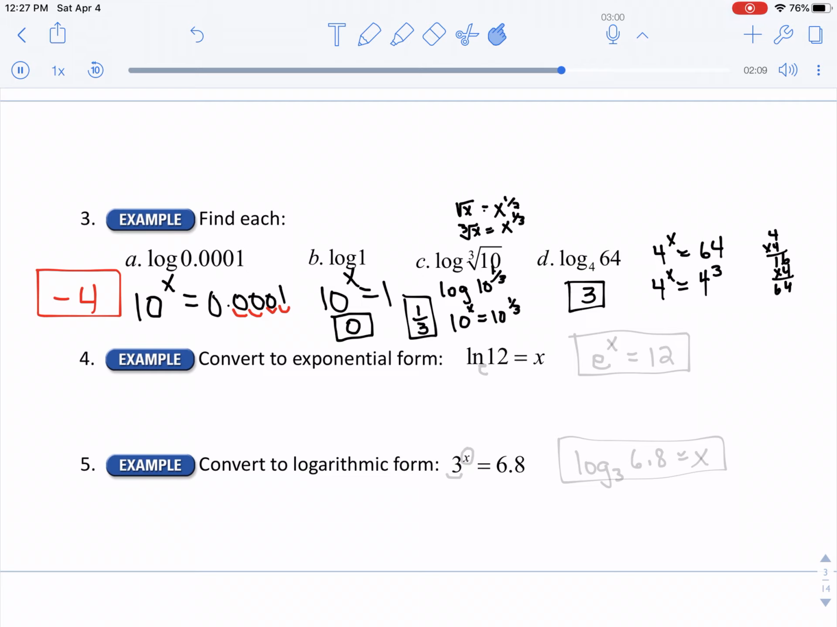So the answer to this problem is 3. Notice it's not x equals 3. There's no x really in the problem. I'm just doing that to help you understand the problem. All right, let's look at 4. We want to convert to exponential form.